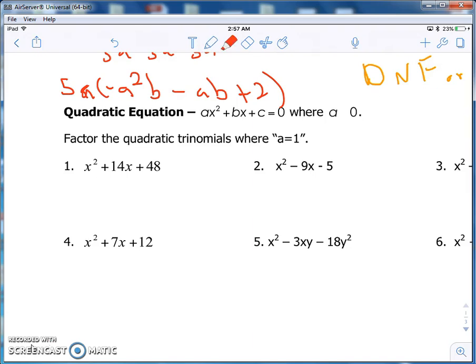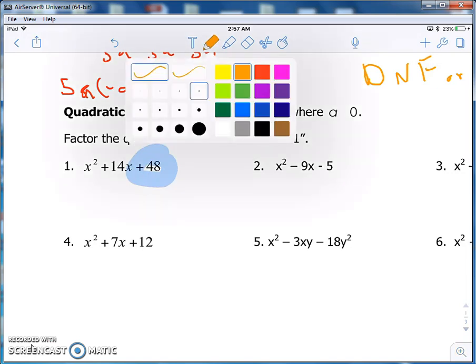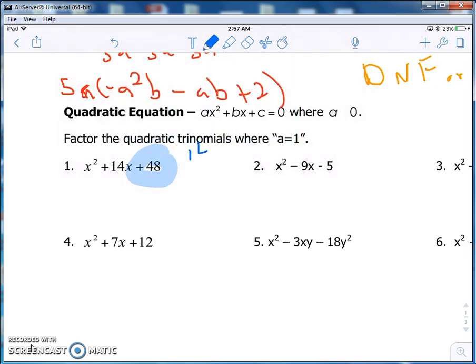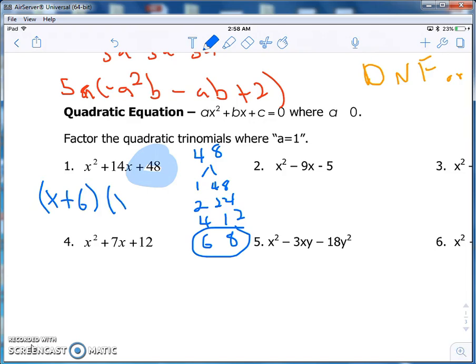This could be considered the easier trinomial factoring. Here we just look at our last number, so I'm going to look at factors of 48 that add and subtract to be 14. So 48 is 1 and 48, 2 and 24, 4 and 12, that gets closer, 6 and 8. Those two add to be 14. So we get x plus 6, x plus 8. That's all we have to do.